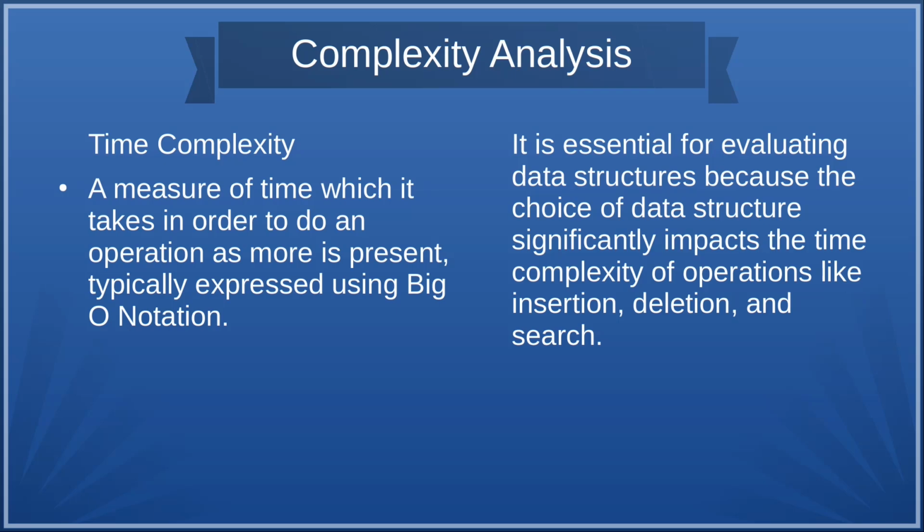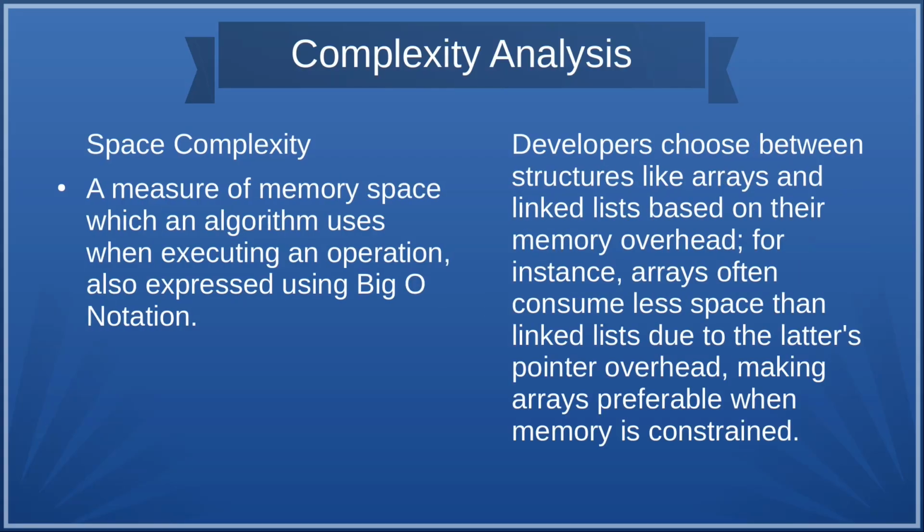Here we have time complexity. Time complexity is a measure of the time it takes to do an operation as more data is present. It's usually expressed with big O notation, and this is essential for evaluating data structures because the choice of data structure significantly impacts the time complexity of operations like insertion, deletion, and search.